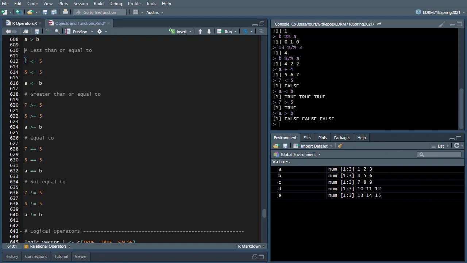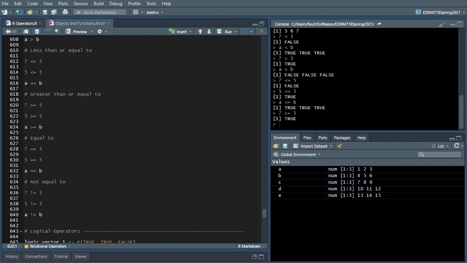What about less than or equal to? That's done as a combination of the less than sign and the equal sign. You see why I don't like using equal for assignment? We use it in relational context, like this. Is 7 less than or equal to 5? No, it is not. Is 5 less than or equal to 5? Yes, it's equal to 5, and so that's a true. Is A less than or equal to B? Yes, every element of A is actually less than B, so it is less than or equal to.